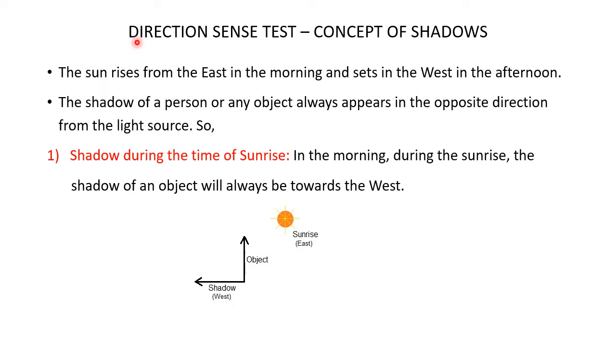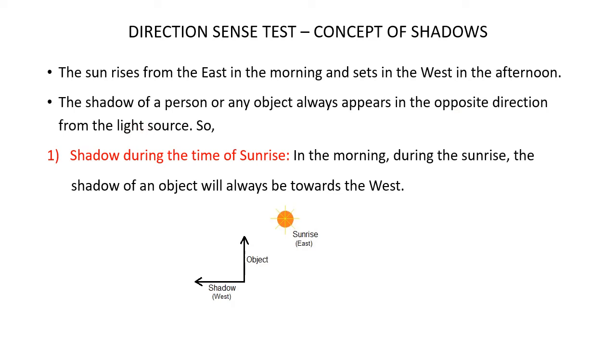Another important concept in direction sense test is the concept of shadows. The sun rises from the east in the morning and sets in the west in the afternoon. An important point that you should know is that the shadow of a person or any object always appears in the opposite direction from the light source.